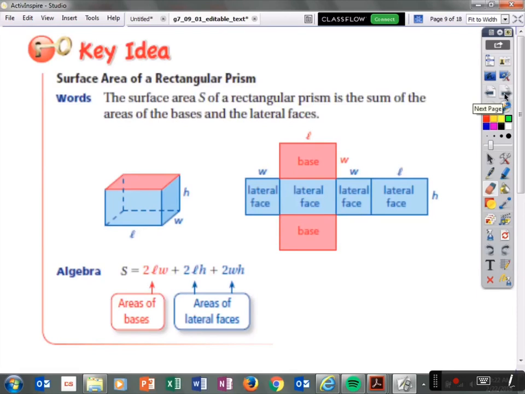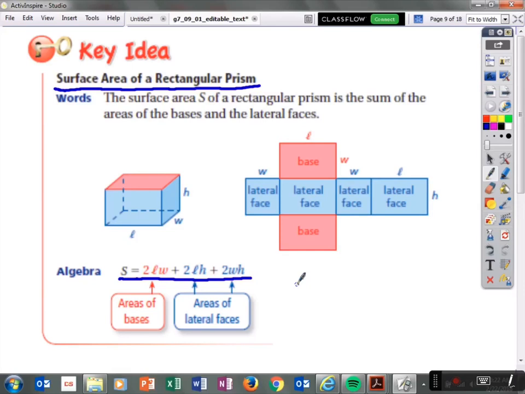Now, the surface area of a rectangular prism is the sum of the areas of the bases and the lateral faces. That's not just a rectangular prism. That's any prism. You don't have to write the words down. What I want you to write down is what I'm underlining. Surface area of a rectangular prism and this formula right here. S equals 2LW plus 2LH plus 2WH.